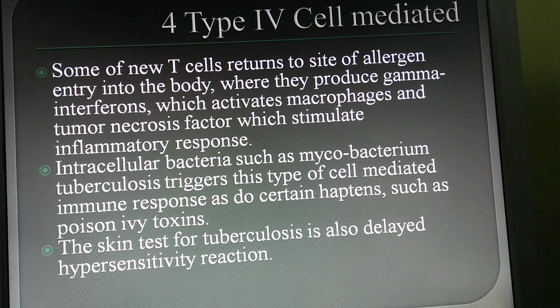Intracellular bacteria such as Mycobacterium tuberculosis trigger this type of cell-mediated immune response, as do certain haptens such as the poisons or IV toxins. The skin test for tuberculosis is also a delayed hypersensitivity reaction. So this is about hypersensitivity.